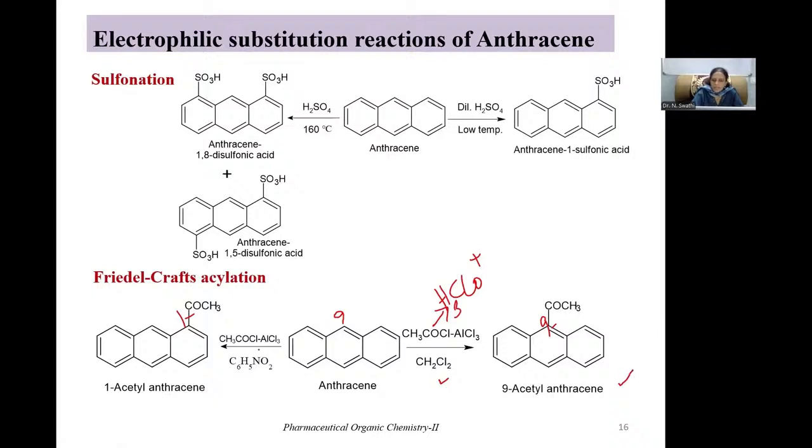On the other hand, when the same acetylation reaction is performed in the presence of nitrobenzene as the solvent, then the generated electrophile, that is the acetyl cation, prefers to attack at the first position, as a result of which there will be formation of 1-acetylanthracene as the product. So this is how the point of electrophilic attack will be different when compared with the usual preferred attack, that is the gamma position, when it comes to sulfonation and Friedel-Crafts acylation reactions of anthracene.